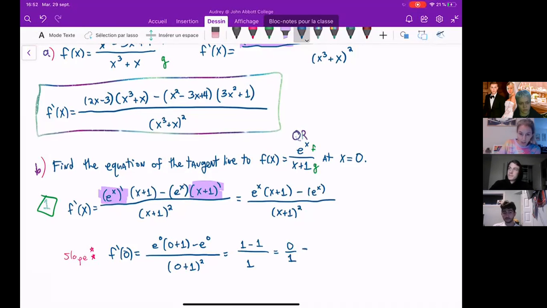This is just 0. Good job, Zach. It's just 0. 0 on top is okay. It's when we have a 0 on the bottom that we have a problem. So this is just 0. So my slope is equal to 0. Now let's not let this scare us. What does this tell me about my tangent line? You got it. It's horizontal.